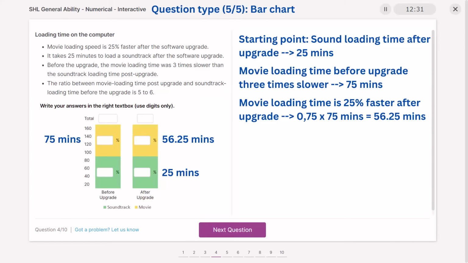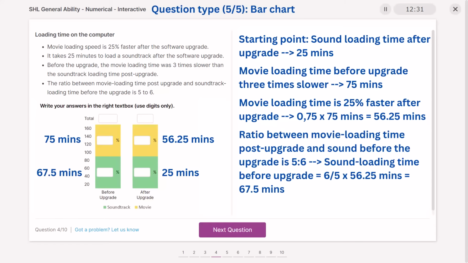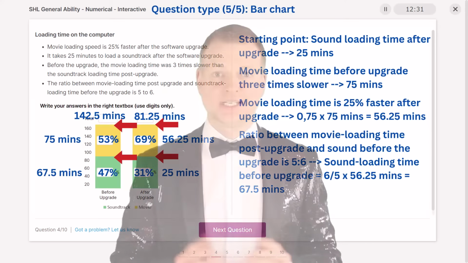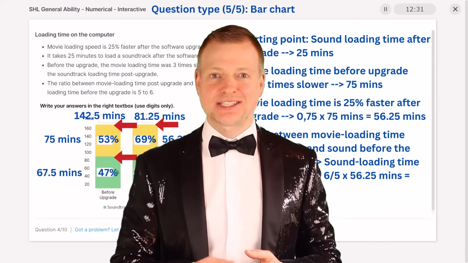The ratio between movie loading time post-upgrade and soundtrack loading time before the upgrade is 5:6. That means pre-update soundtrack loading time is 6/5 times the post-upgrade movie time, or 67.5 minutes. Now we can sum up the minutes to fill the blanks at the top of the 2 bars, and eventually we have to calculate the 4 percentage shares. Be aware that in the actual SHL test you do not need to fill in the blanks, but interactively drag these 4 lines to express the correct results. I am sure you have enjoyed this little task tremendously.